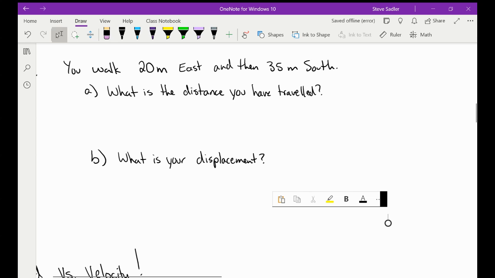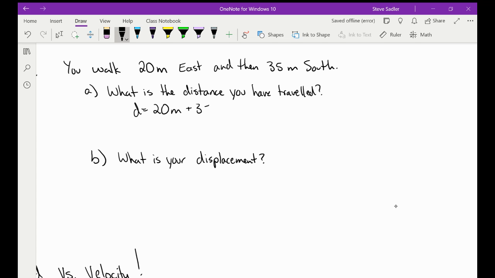There we go. You walk 20 meters east and then 35 meters south. What is the distance that you've traveled? Well, we're going to add them all together for distance. If you've walked 20 meters, then you walked 35 meters, we know that you have walked 55 meters. Easy enough. This distance doesn't matter what direction you walk, it is just the total amount that you've walked.